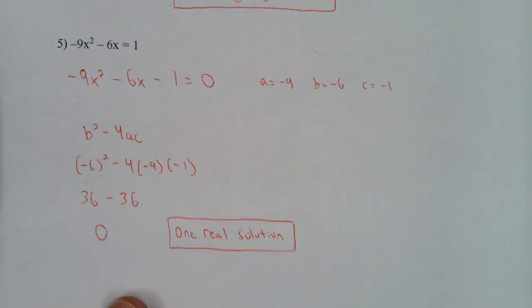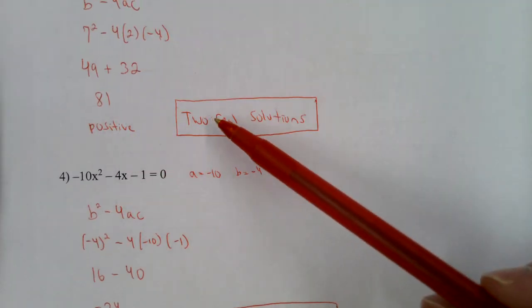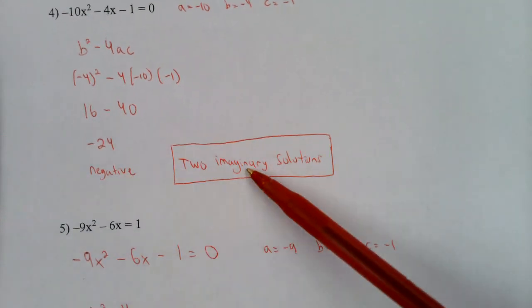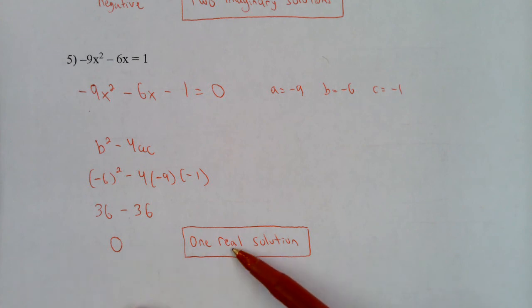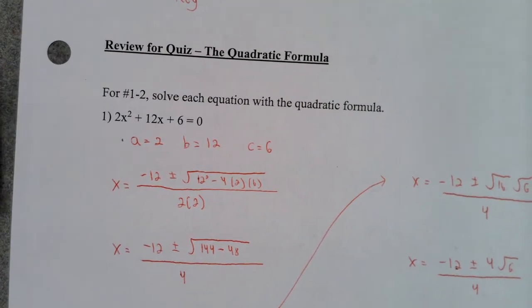Those are 3 possibilities. If your discriminant is positive, there's 2 real solutions. If your discriminant is negative, then there's 2 imaginary solutions. If your discriminant is 0, then there's 1 real solution. And that is the end of the video for the quiz review on the quadratic formula.